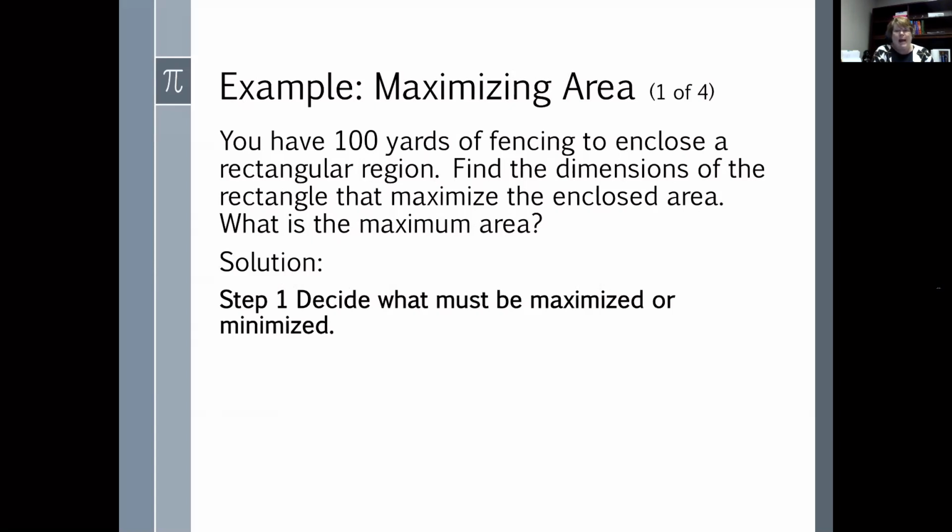Decide what must be maximized or minimized. Well, they're telling you we want to maximize the area of this enclosed yard. So what are we maximizing? We're maximizing the area.